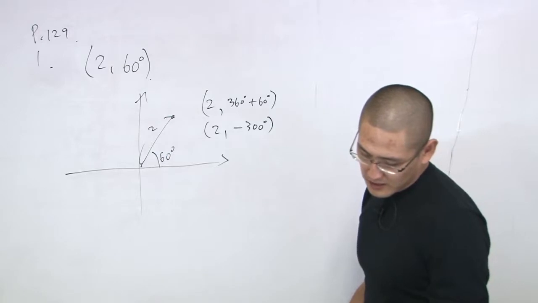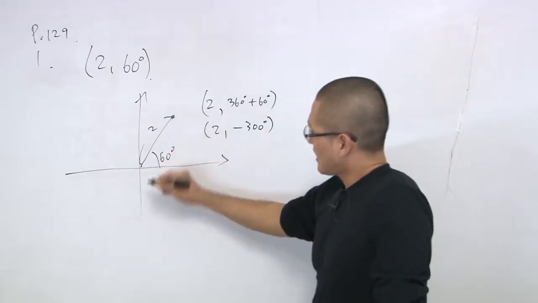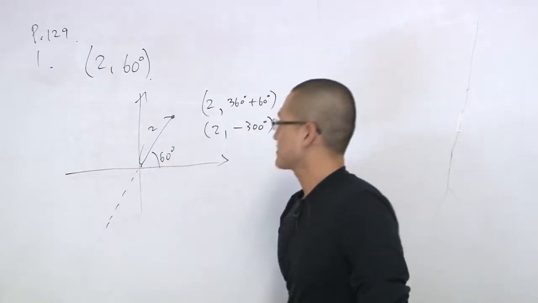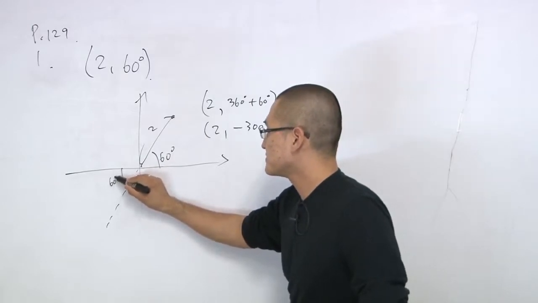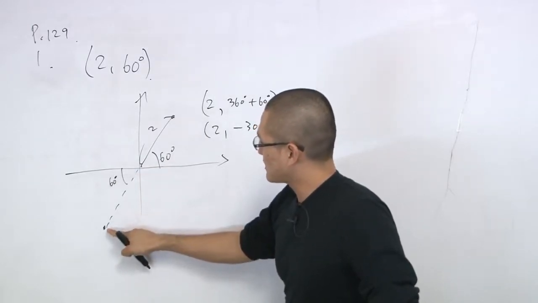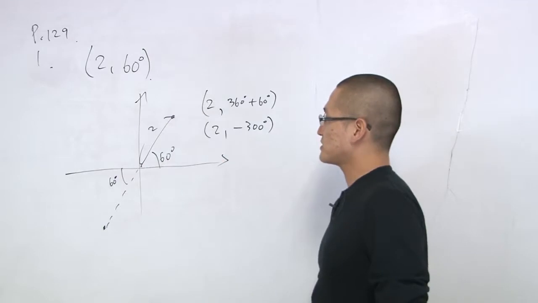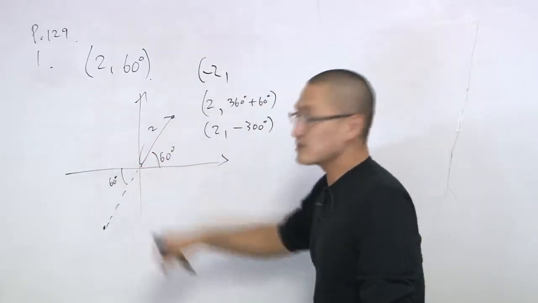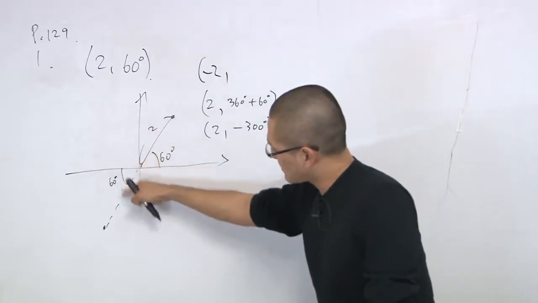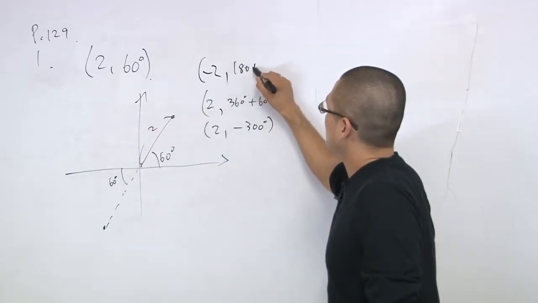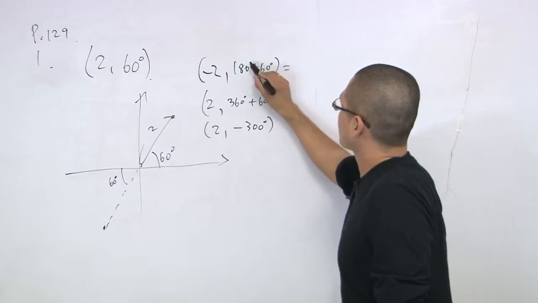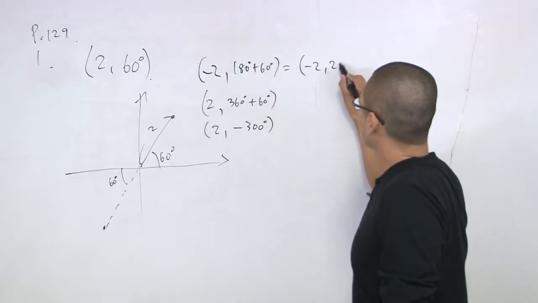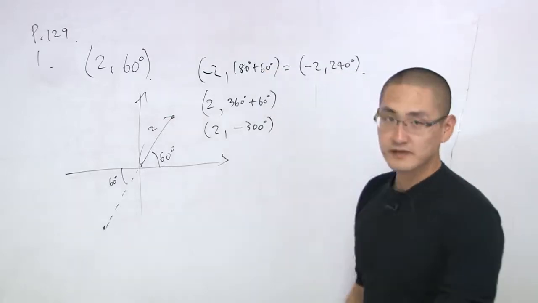Or in this case, we could make this opposite angle here, where this is 60, so that I can point in the minus direction so that I would end up in the same direction. So I could do minus 2, where the angle is on the other side. So it's like 180 plus 60, so that's going to be 240. Minus 2 and 240.